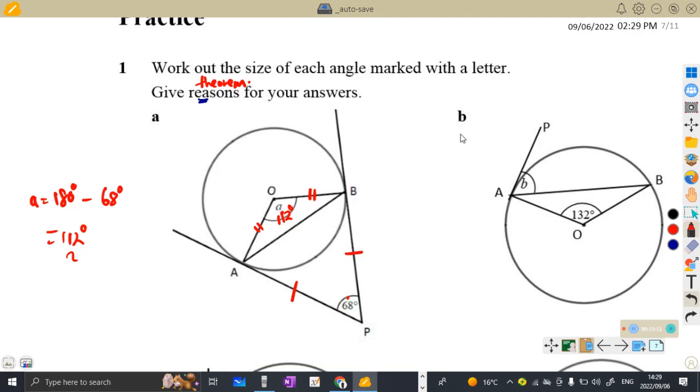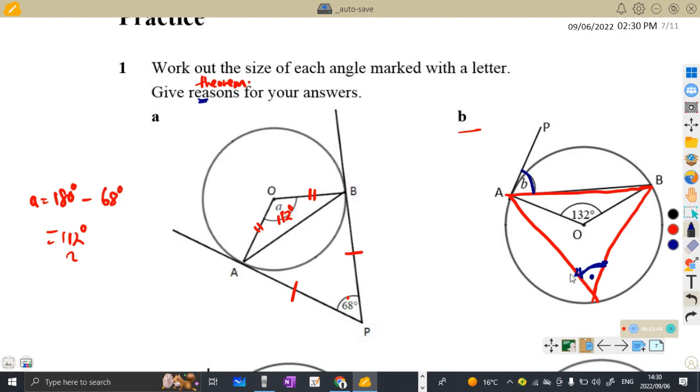Okay, the B part, we are asked to calculate the angle B. So there's an angle of 132 here. Which part are you going to use? Remember, we said angle between a tangent and a chord. AP is the tangent, and this is our AB, which is the chord. So this chord must subtend the angle at the circumference, so that it will be equal to this angle at B. So this is the angle that you need. It must be equal to B.